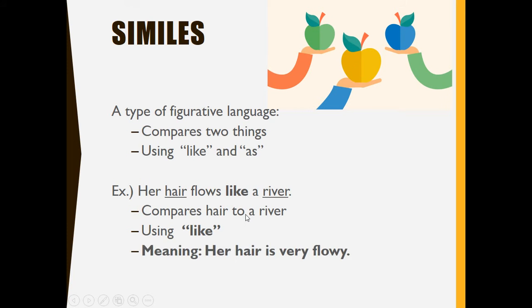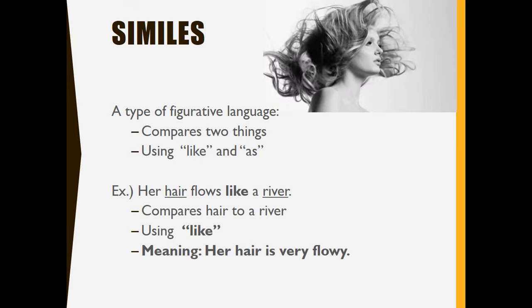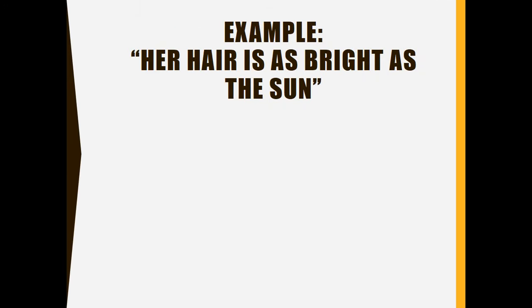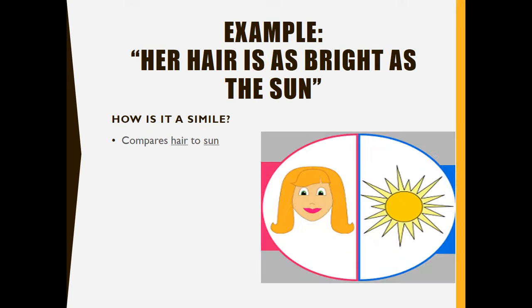What is this figurative language trying to say? That her hair is very flowy. A river flows just like the hair of the woman. A second example is her hair is as bright as the sun. What is being compared? Hair and sun. It uses the word as, making it a simile. Two things being compared using the word as equals simile.